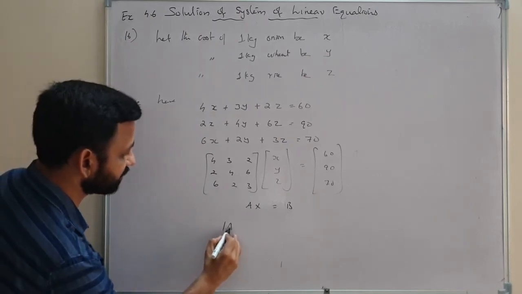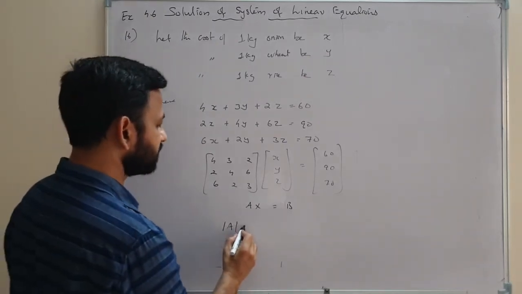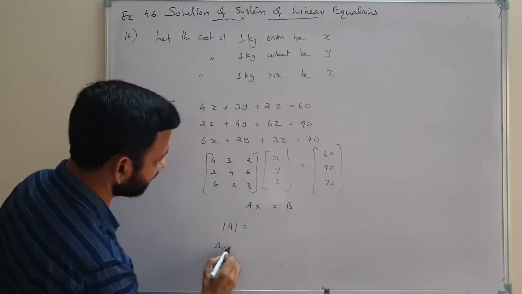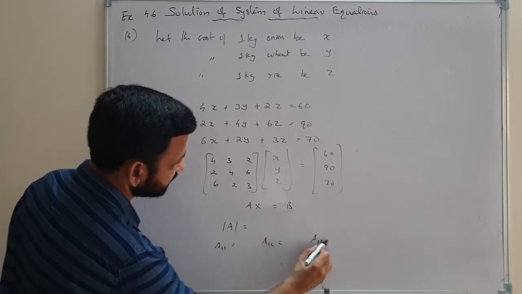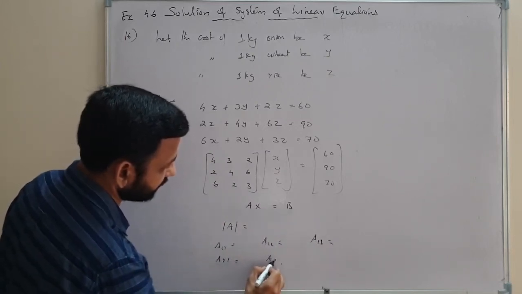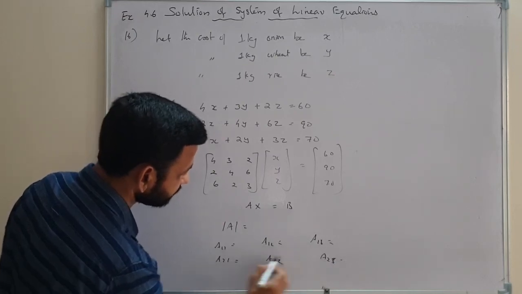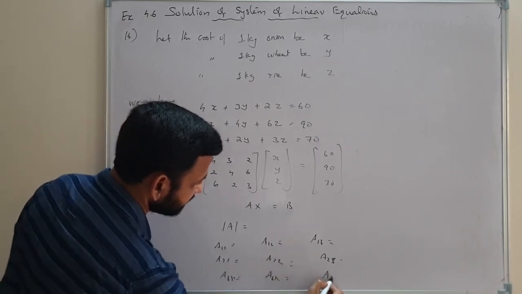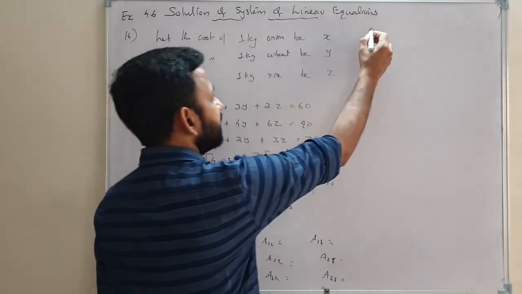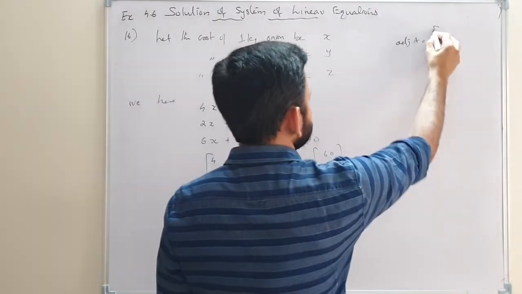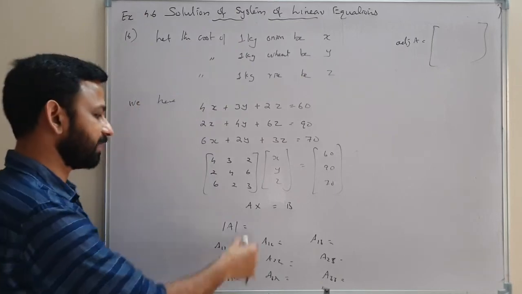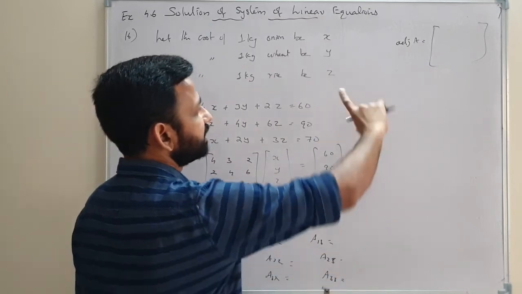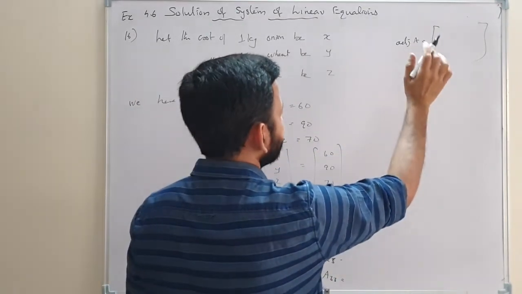Now we can find the determinant of A. Determinant A will not be 0 here; we will find a non-zero number. Then we will find all the cofactors A11, A12, A13, A21, A22, A23, then A31, A32, then A33. Then we will find adjoint A, that is the transpose of the cofactor matrix. The first column will be the first row, the second column will be the second row, the third column will be the third row. Now we will get adjoint A.